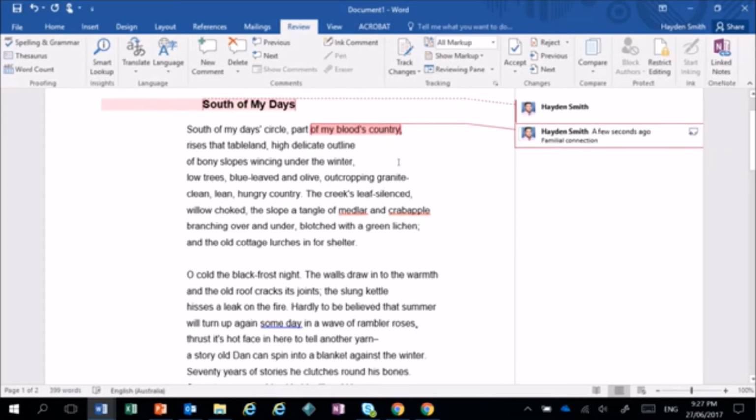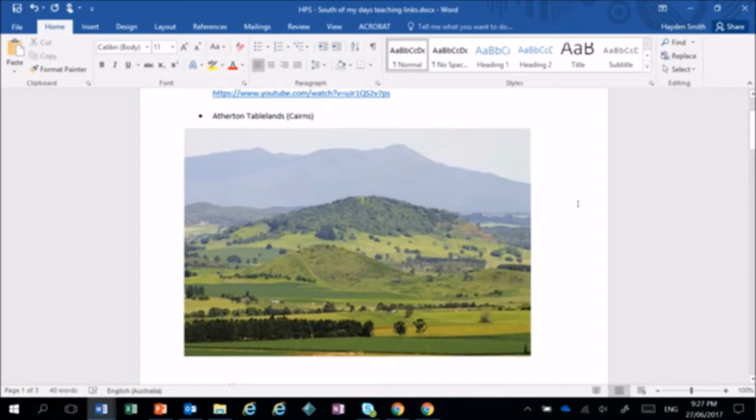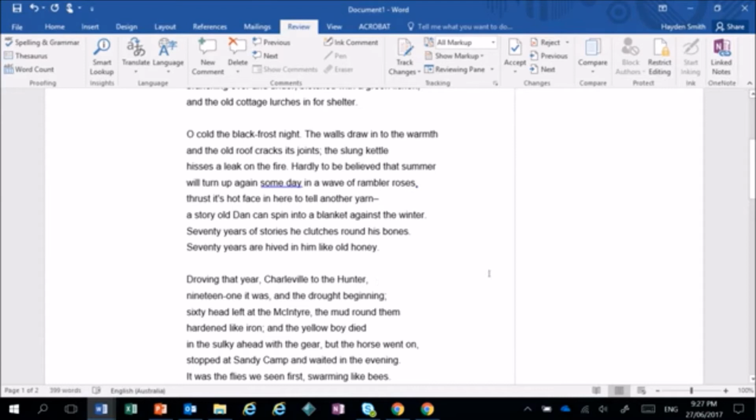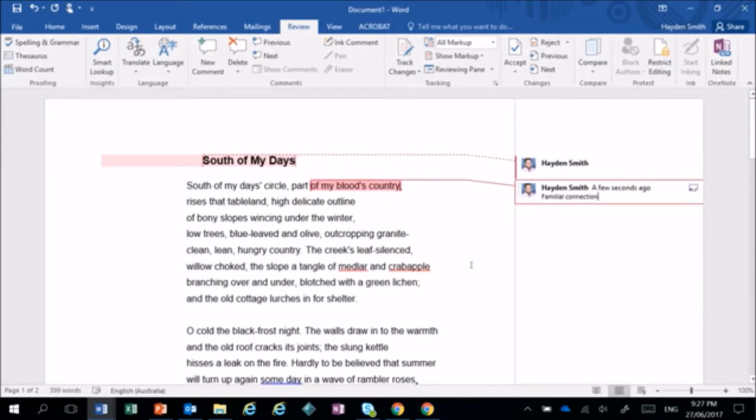The second line we have is "rises that tableland, high delicate outline of bony slopes wincing under the winter." So for those of you that are unfamiliar, the tableland here is the Atherton Tablelands up in Cairns, and her imagery often deals with movement across the Australian landscape, not just up north, but also moving down to the Hunter and those sorts of areas. Even within this poem, she talks about the movement from Charleville to the Hunter, or at least obviously spoken through the stories of Old Dan, which we'll get to in a second. But these are places that she's lived, that she's come to know and understand.